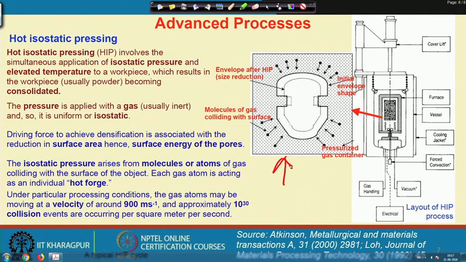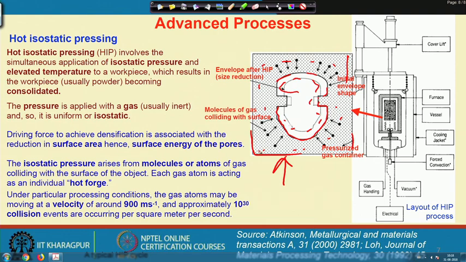The schematic is shown here. So, this is the initial shape of the powder that is going to be compacted. I have powders inside this chamber and this is an envelope. This is the initial envelope that contains all the powders, and the gas is outside. So, the pressurized gas container is here.